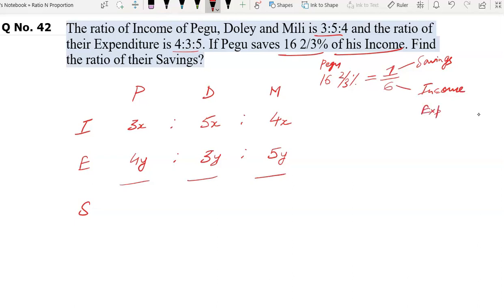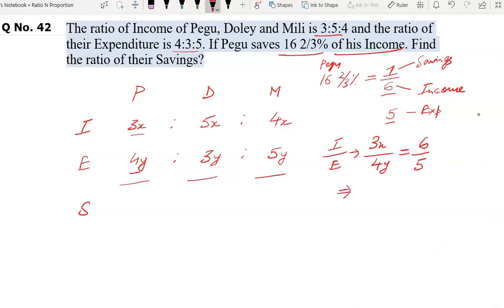Now to find out expenditure, what we will do? 6 minus 1, income minus saving will give us expenditure. 6 minus 1 is 5. Now we can say that for Pegu, the income and expenditure ratio is: income is 3x, expenditure is 4y, and the ratio is income 6, expenditure 5.